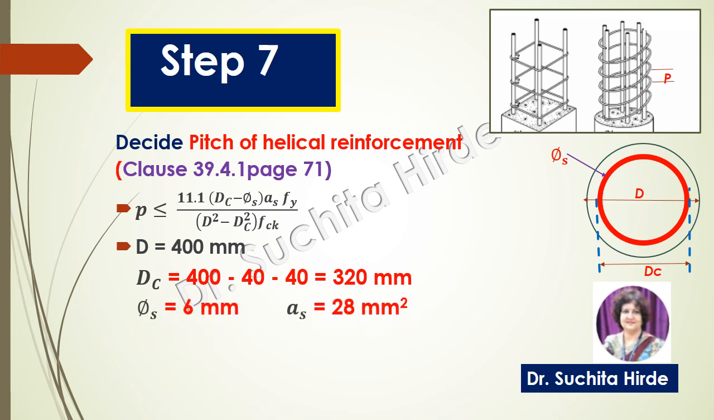Then diameter of lateral ties, that is helical reinforcement, is 6 millimeter. So area of helical reinforcement is pi by 4 into 6 square, which is 28 millimeter square. So if you substitute all these in above equation, you will get pitch is equal to 28.4 millimeter. So this is the pitch calculated from the formula. After calculating this, we have to check whether this is within the permissible limit.